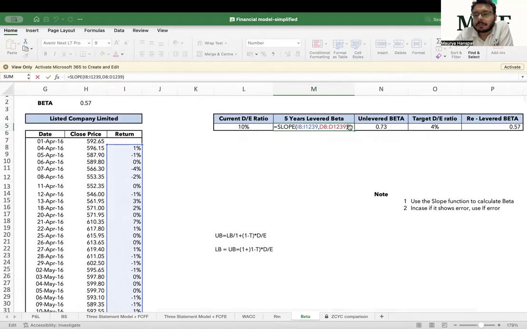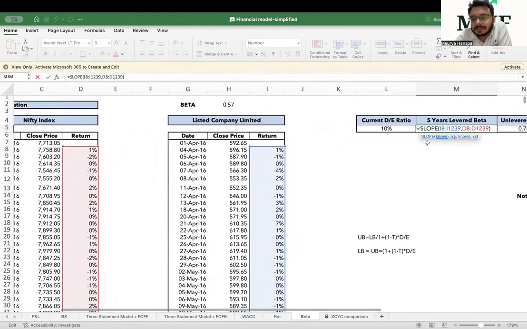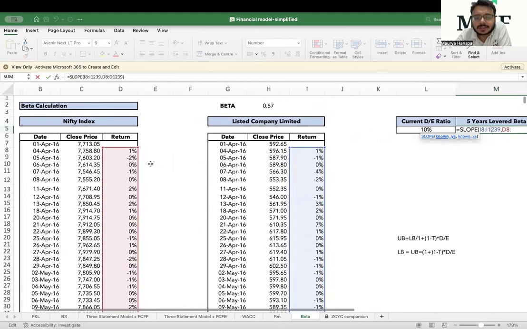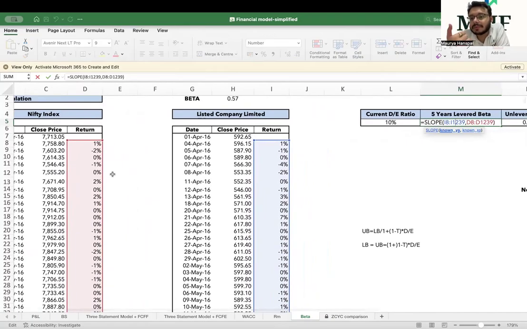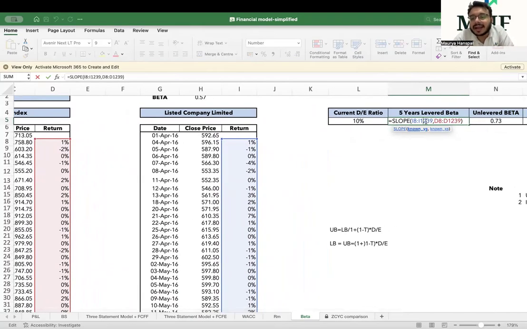Now there's a function called SLOPE in Excel. You write equals SLOPE, y variable and x variable. Correct? In the y variable, I've simply taken the return upon the stock, and my x variable is the return upon the market. So simply the daily return which I have calculated for the stock, I've also calculated the daily return for the equity index, the Nifty 50. So the Nifty 50 is my independent variable, and the stock market returns become my dependent variable.